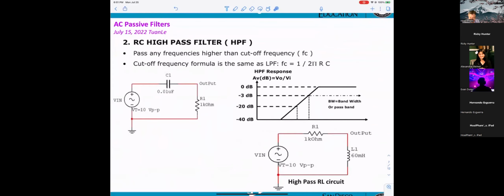High pass filter. It passes any frequency higher than cutoff. The cutoff frequency formula is the same as the low pass: Fc equals 1 over 2 pi times RC. If you're looking at this display here, that will be the high pass filter response, a high pass filter output, okay?